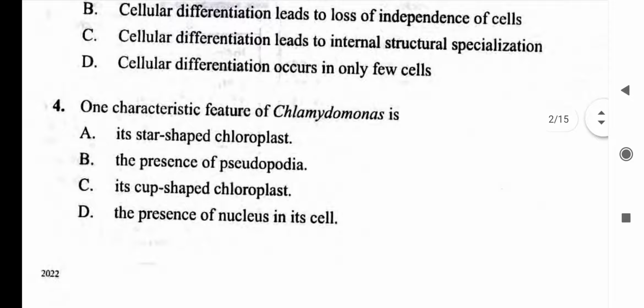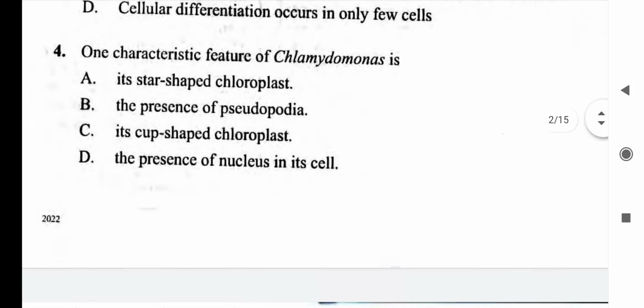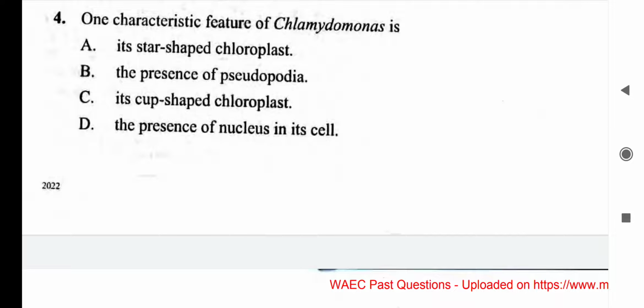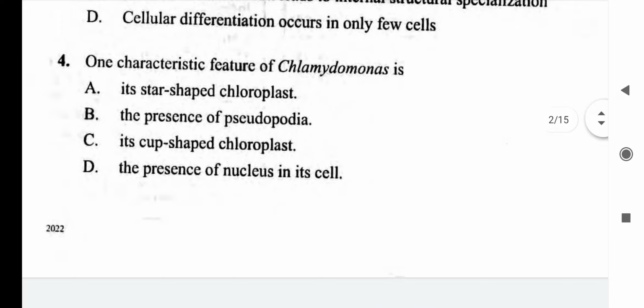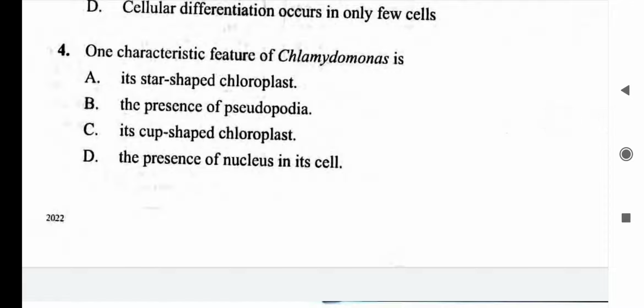Number 4, one characteristic feature of Chlamydomonas is A. It is star-shaped chloroplast. B. The presence of pseudopodia. C. Is cup-shaped chloroplast. D. The presence of nucleus in the cell. Now, there's something I want you to know if you can remember the structure of the Chlamydomonas. The Chlamydomonas has a spherical and ovoid shape, right? But talking about the chloroplast of Chlamydomonas, it is cup-shaped. So that is what makes it very unique. The cup-shaped chloroplast. So therefore it is C.